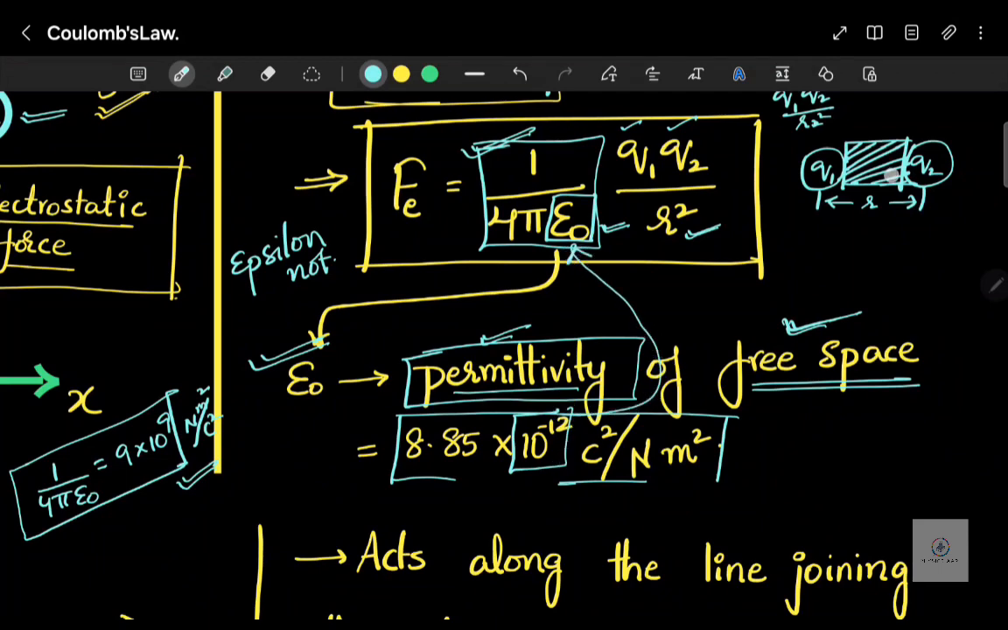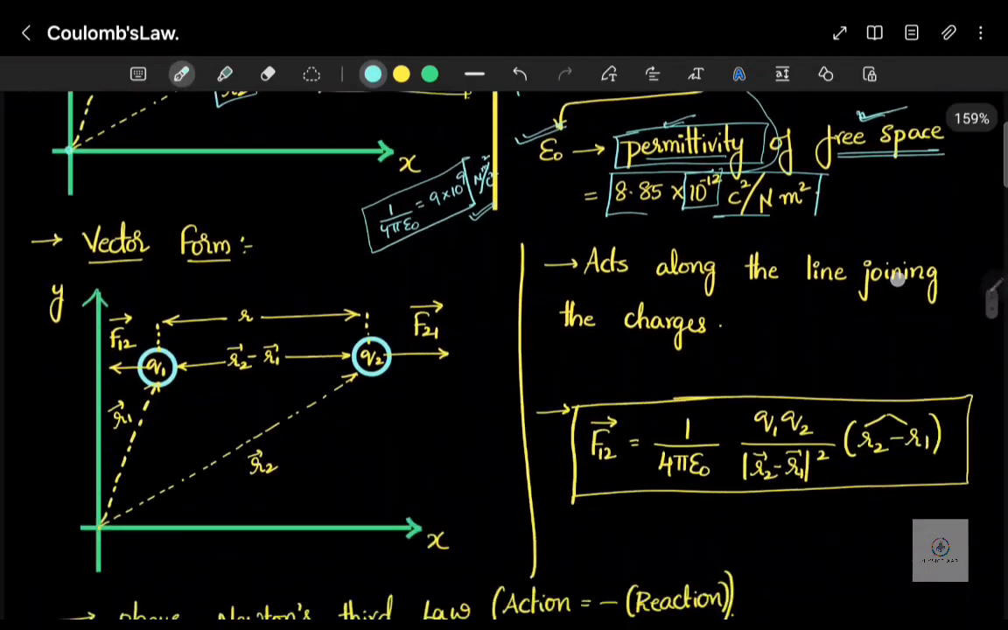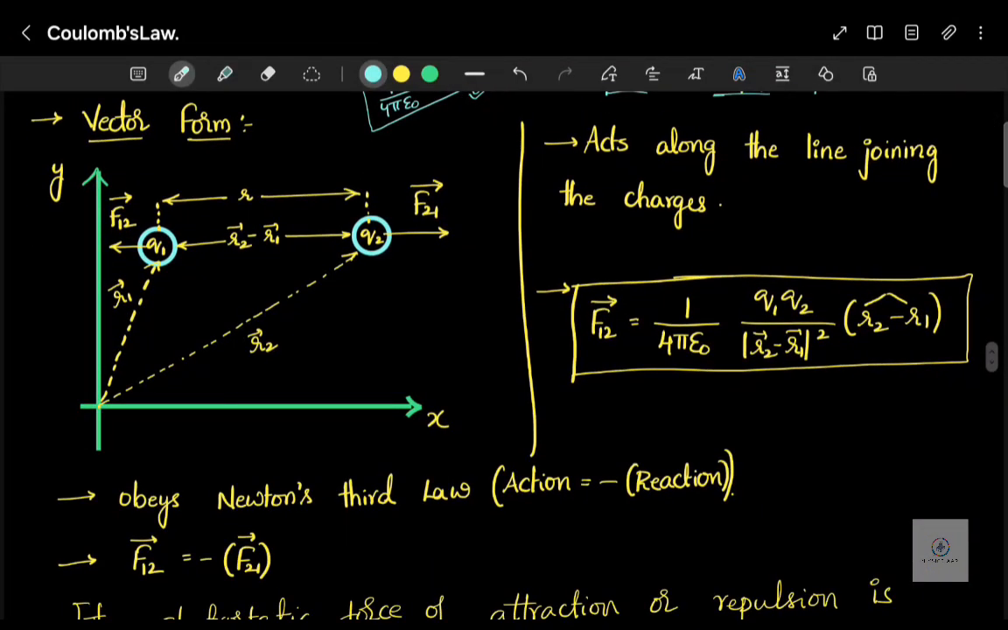Right. Next. So this particular Coulomb's law is actually based on forces. Forces are vector in nature. They are not scalars.